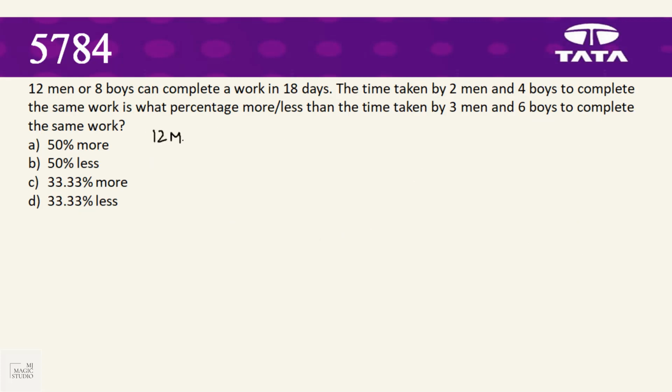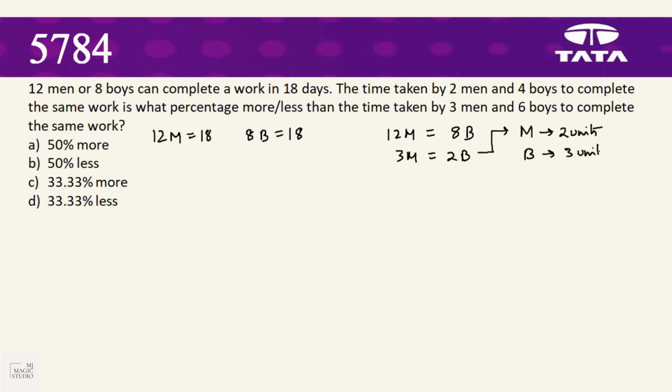12 men or 8 boys can complete the work in 18 days. Okay, that means efficiency of 12 men is same as efficiency of 8 boys, or 3 men efficiency is same as efficiency of 2 boys. With this we can say that in one day if a man produces 2 units, then a boy will produce 3 units.